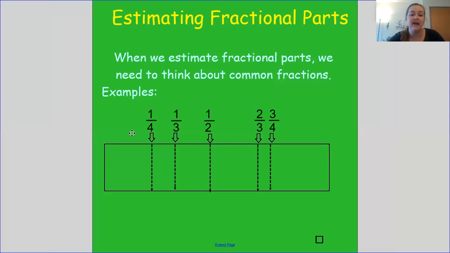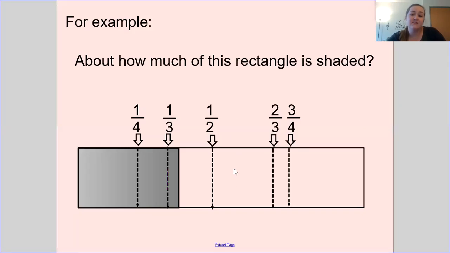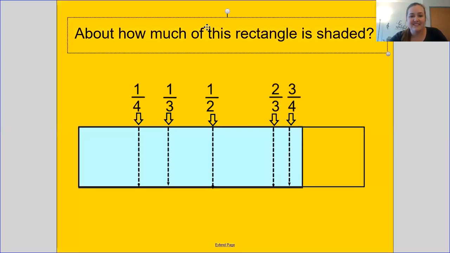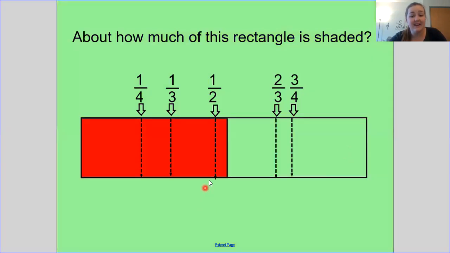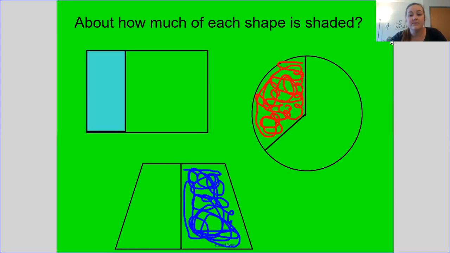So if you look at this bar here, it's going to show us that. If we go here, about how much of this rectangle is shaded? Since we're saying about, we want to ask what it is closest to. Well, we would say it is closest to the 1/3 here. That's an example of how you could use that. Okay, here's another one. About how much is shaded here? We'd say 3/4. Just a few examples to show how we could go about this. Here we would say about a half is shaded in the red.